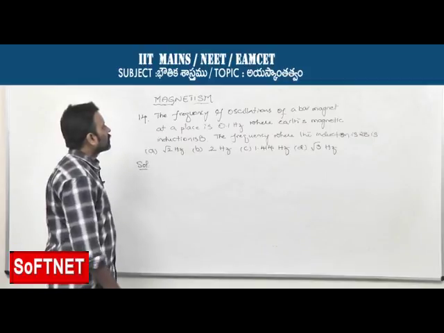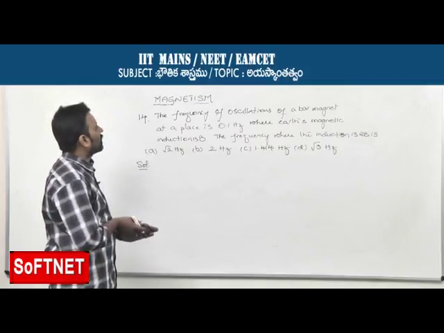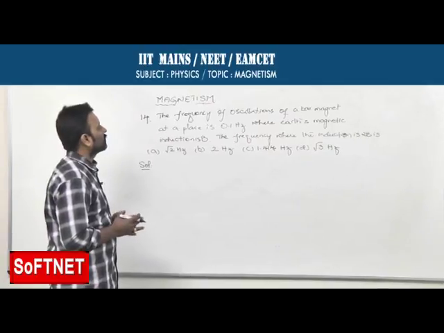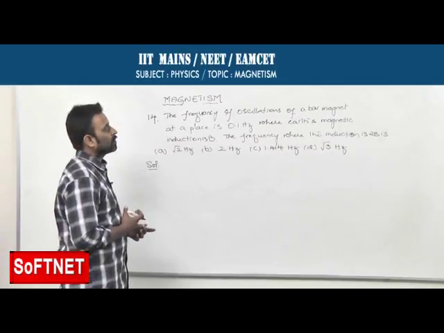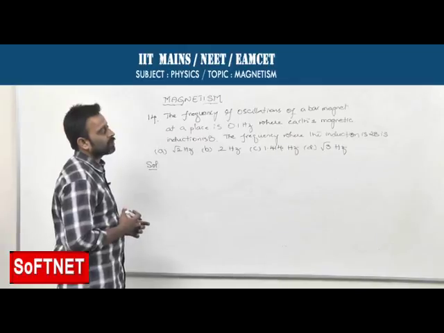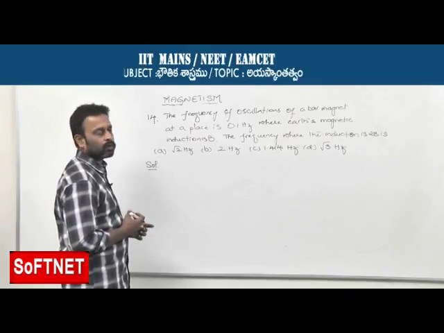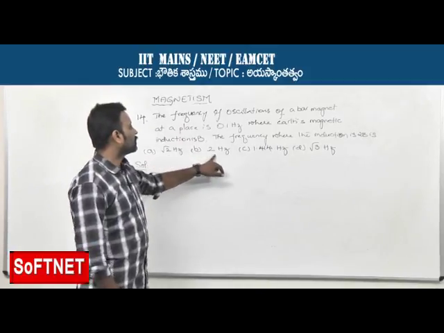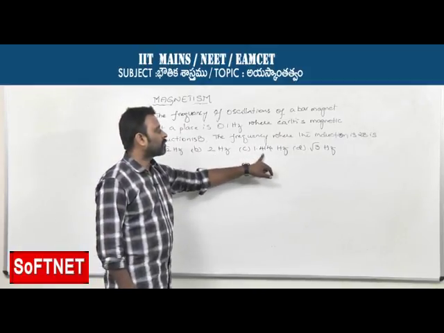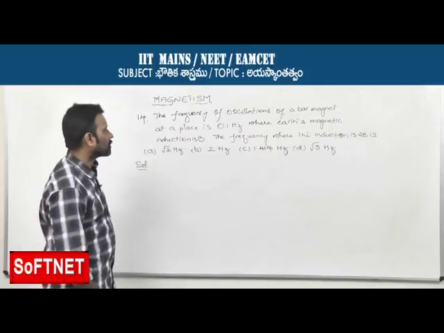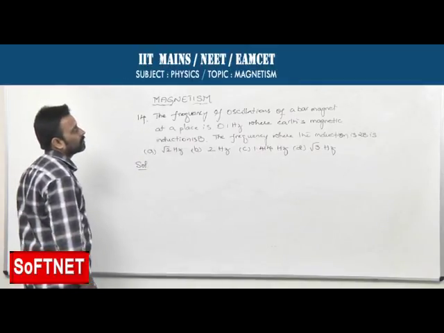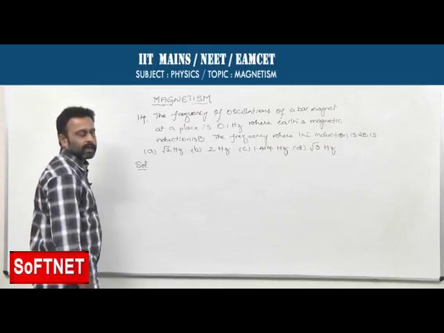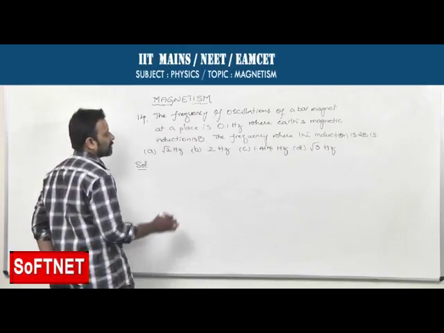14th one. The frequency of oscillations of a bar magnet at a place is 0.1 hertz, where the Earth's magnetic field induction is B. You are asked to calculate the frequency where the magnetic induction would be 2B. The given options are root 2 hertz, 2 hertz, 1.414 hertz and root 3 hertz. So, this is the problem based on the concept of the time period of a magnet in a vibration magnetometer.